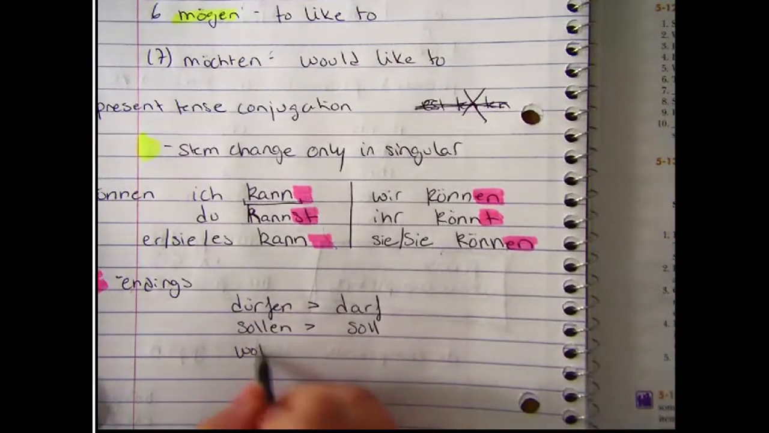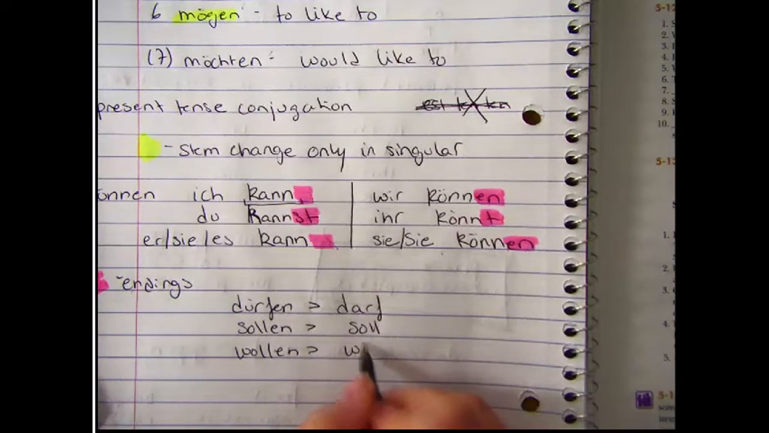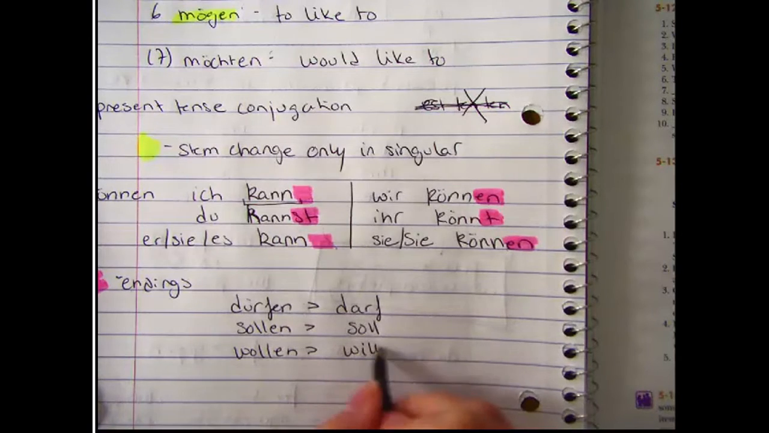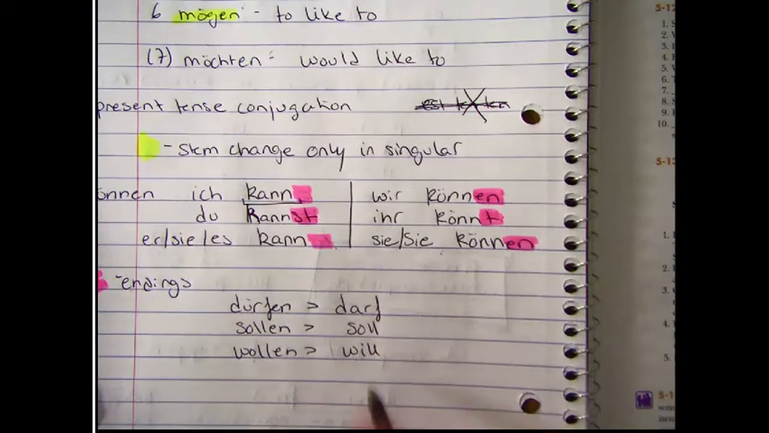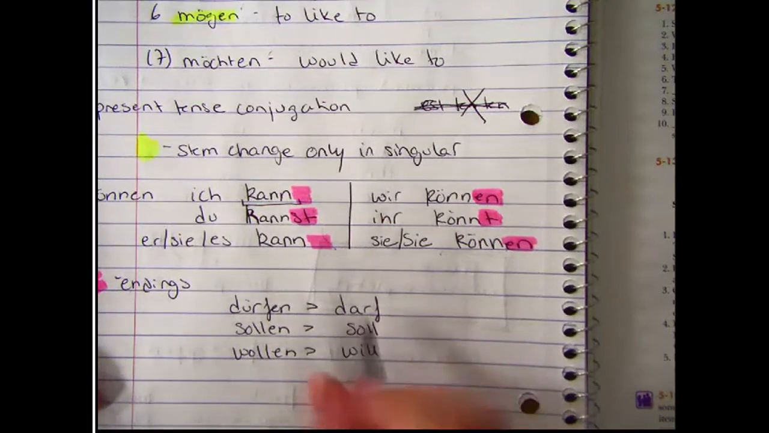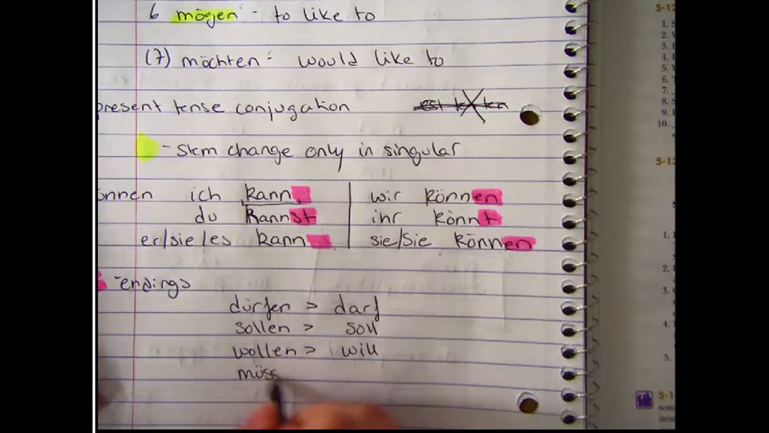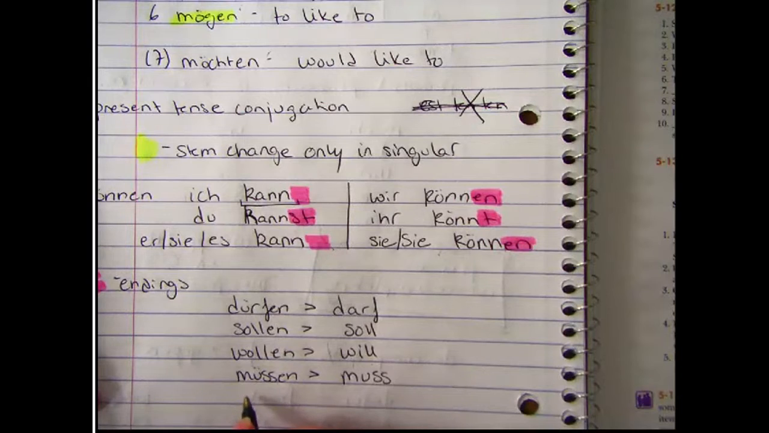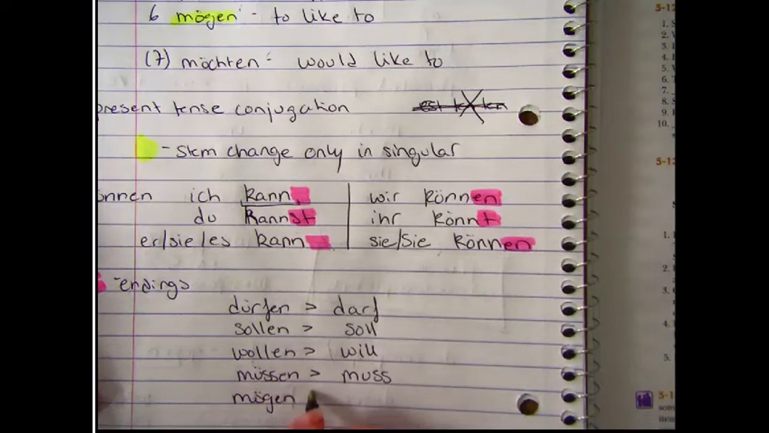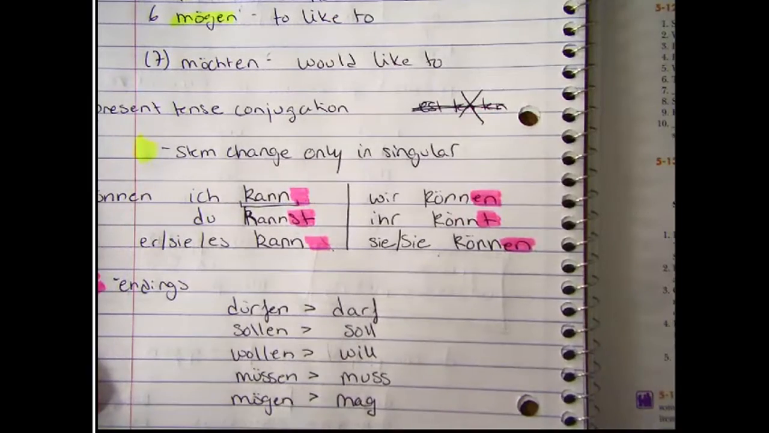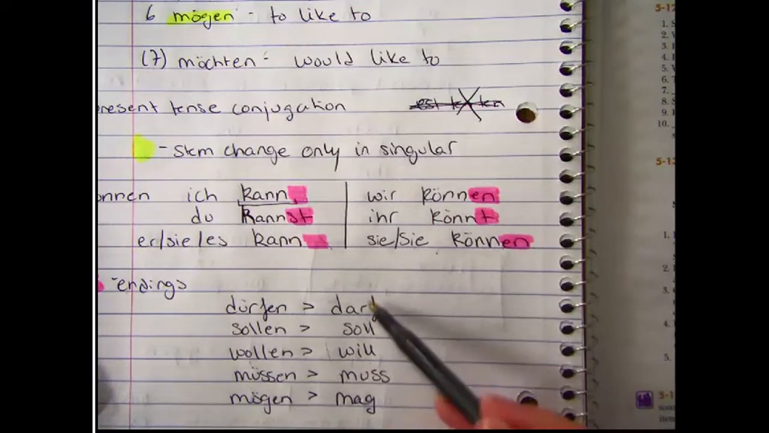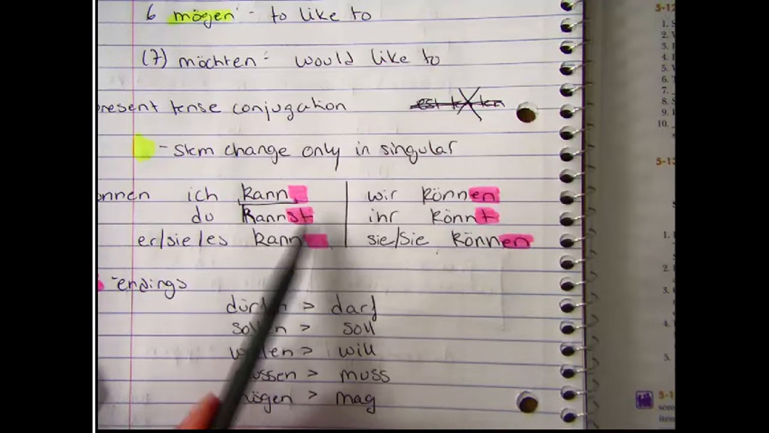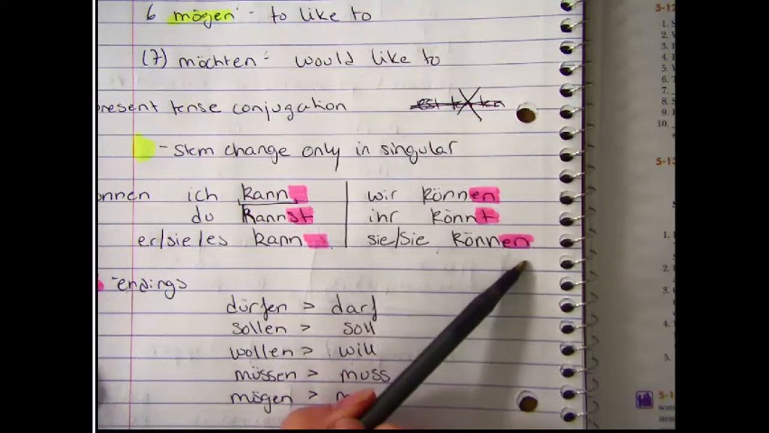Then for wollen, there's a stem change. This becomes will. So in the singular form, that O becomes an I. Now don't confuse this. Just because this looks like will does not mean this is the future tense. It still means to want to. Müssen becomes muss. And mögen becomes mag. So these are the stem changes just for singular. You're going to put these endings. So no ending, st, no ending, en, t and en.